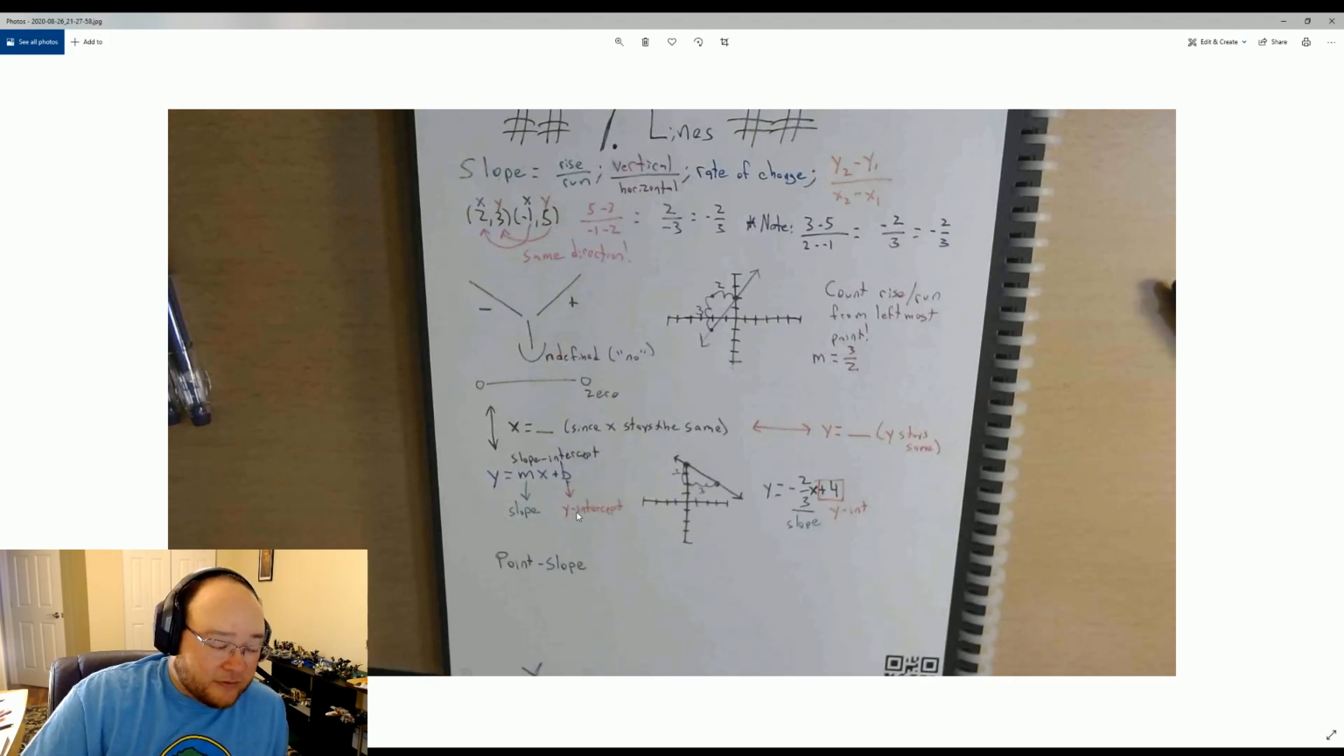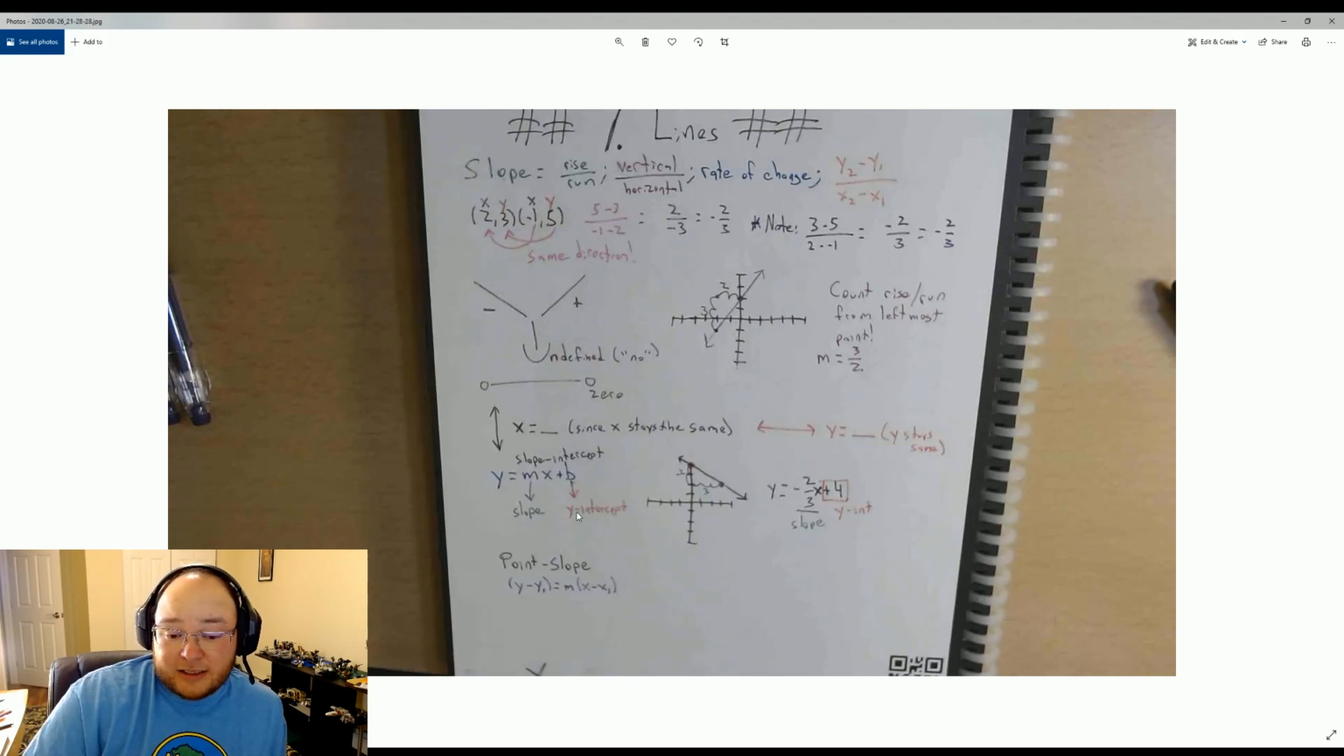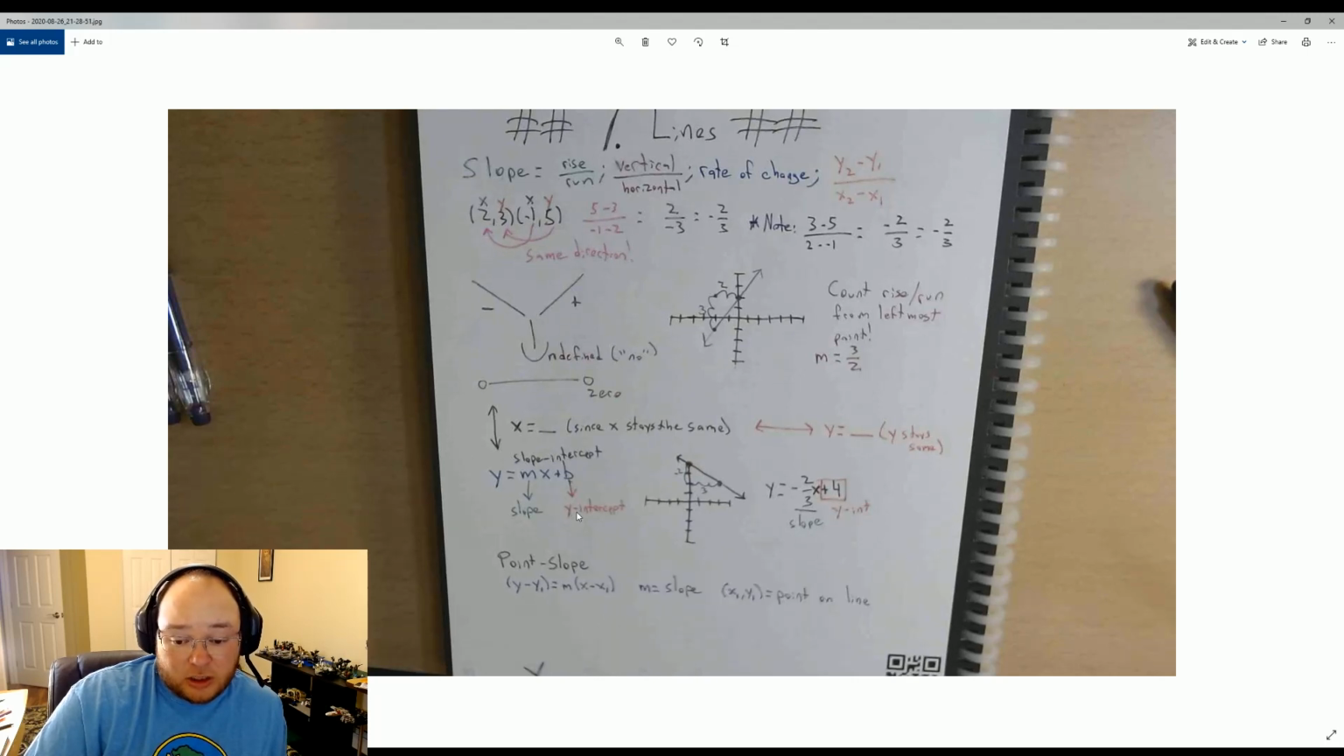Now, there's another form that's called point-slope form. You can honestly get by without knowing this other than doing the problems on WebAssign, but sometimes it's handy. And it's y minus y1 equals m times x minus x1, where m, once again, is the slope, and (x1, y1) is any point on that line.